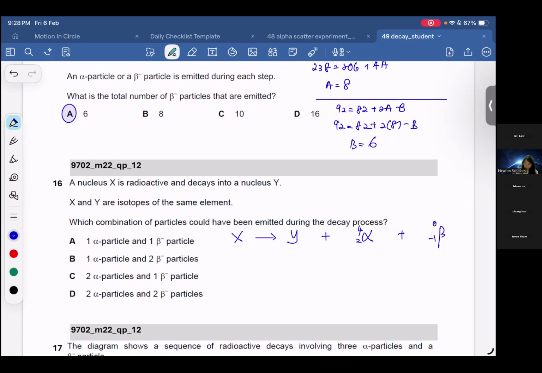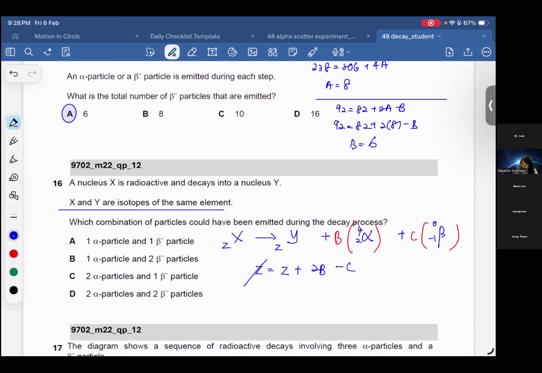Okay, here, keyword at here is they are isotope. So let's say this one is Z. Here is also Z. Okay, then at here, we got the unknown, let's say this one I put B, this one I put C, okay? So we got unknown B and C. So how should we do? The here Z equals to Z plus 2B minus C.